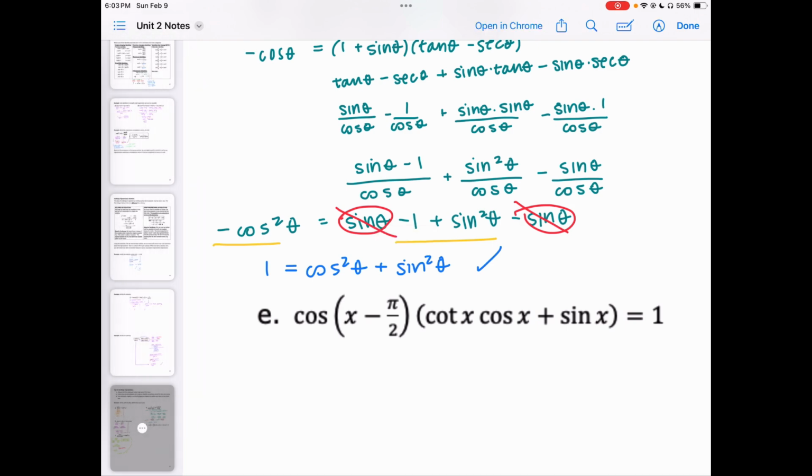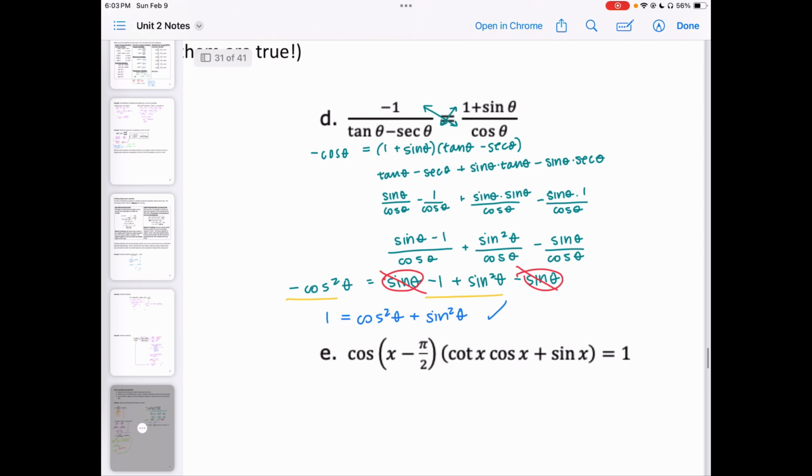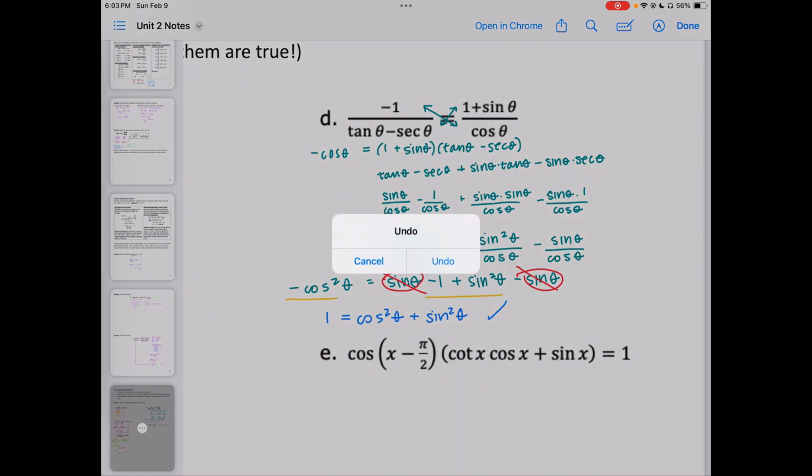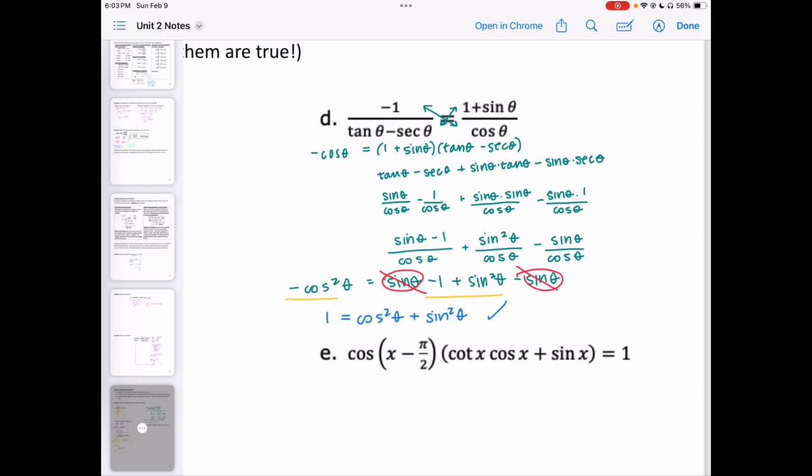There's a couple different ways to do this. You did not have to cross multiply. Theoretically, you would end up with the Pythagorean identity either way. Okay. So if you want to try it a different way, feel free. I am not expecting a certain method as long as you are using the identities correctly.